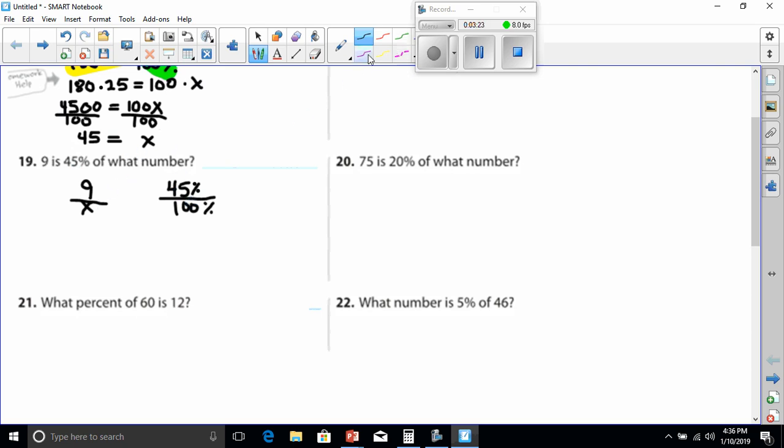So again, we'll cross multiply. And once again, I'll put the highlighter to use. 9 will be multiplied to 100. And x will be multiplied to 45. So 9 times 100, we all know that's going to be 900, so I'll just bring it down here, is going to equal 45 times x, which we all know will become 45x.